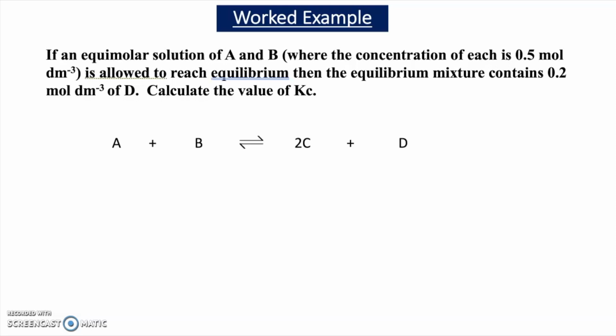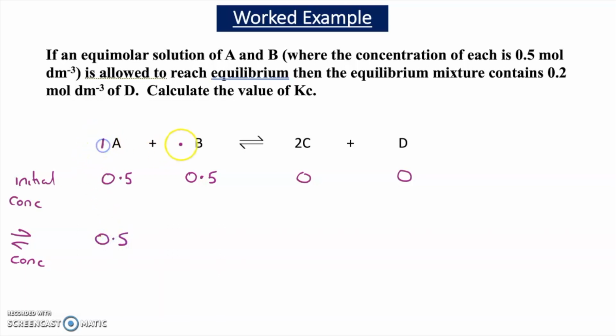The way we go about solving this calculation is to first write down the initial concentrations of the reactants and products. The initial concentration of A is given in the question, 0.5 moles per decimeter cubed, and B is also 0.5 moles per decimeter cubed. At the start of this reaction we have no products forming, so the initial concentration of C and D will be 0. With this method we're going to let x be the number of moles that react.